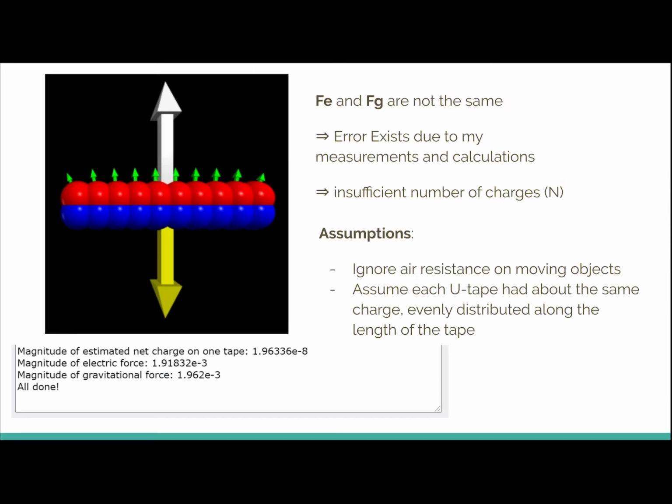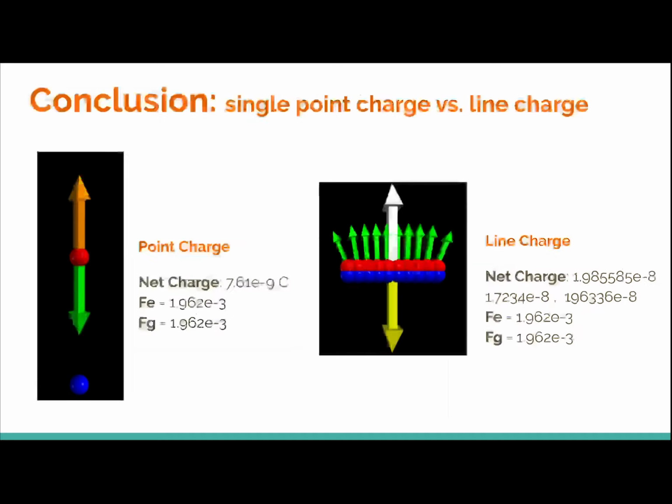The net charge I got from the approximation method and the calculation method were slightly different. I believe this is because small errors can exist in my experimental measurements and in calculations. It could also be due to an insufficient number of divisions, since the outcome of setting n equal to 100 was closer to the outcome of the calculations than when I set n equal to 10. In both methods, I had to make some assumptions, which are ignoring air resistance and assuming that each U-tape had the same amount of charge evenly distributed.